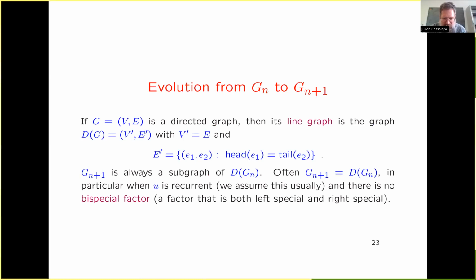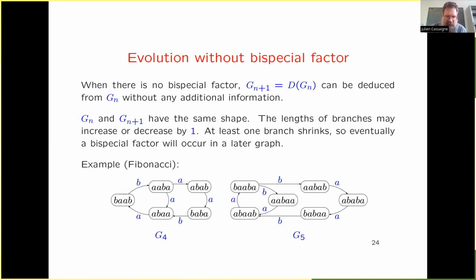And more precisely, if there is no bispecial factor, bispecial meaning both left and right special, then you can completely predict. If there is a bispecial factor, then something may happen. So if there is no bispecial factor, let's look at G4 and G5 in Fibonacci. Yeah, it's really mechanical to go from one to the other. Any edge in G4 becomes a vertex in G5. And you connect them if the two edges were connected in G4. So I say 4 and 5, but that's n and n plus 1.